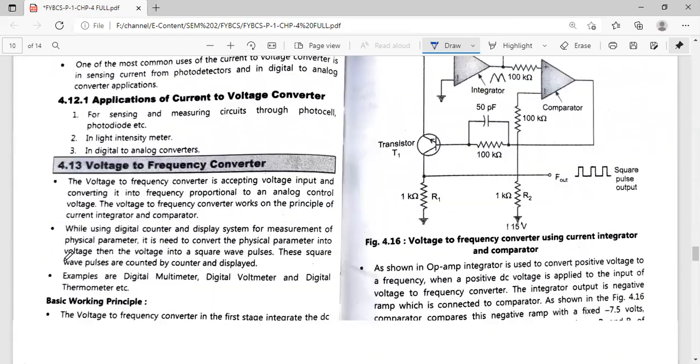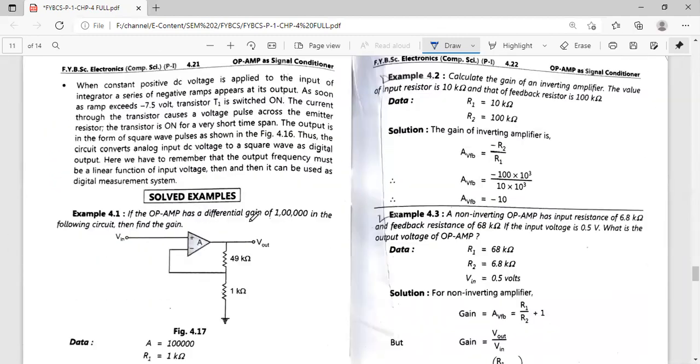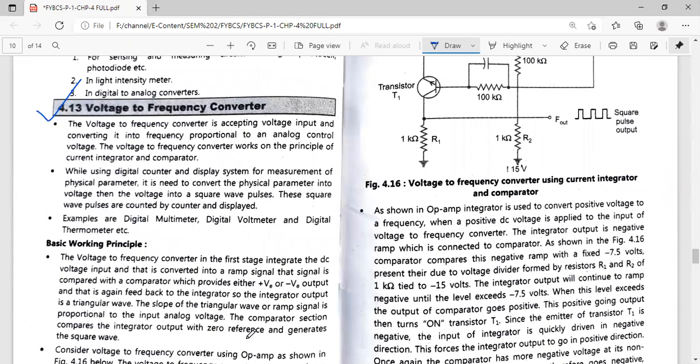We are left with only one point, that is voltage to frequency converter. Once we are done with this point, there are solved examples, and after that the chapter is finished. Okay, so we will see the remaining portion in the next lecture.